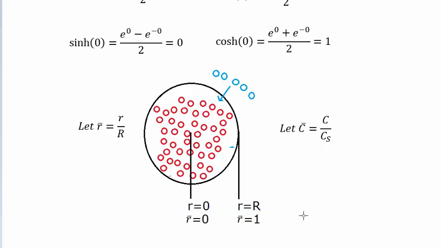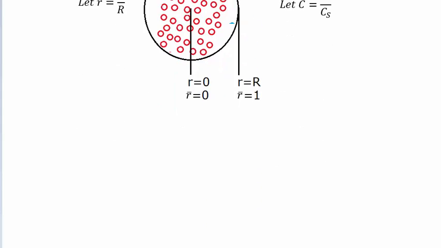Similarly, when you're at the edge of the system, r is going to be big R, so big R over big R is simply going to be 1. So r bar is going to range from 0 to 1, and similarly, c bar is going to be, well, we'll talk a little bit about c bar in a bit. It's a little bit more complicated.